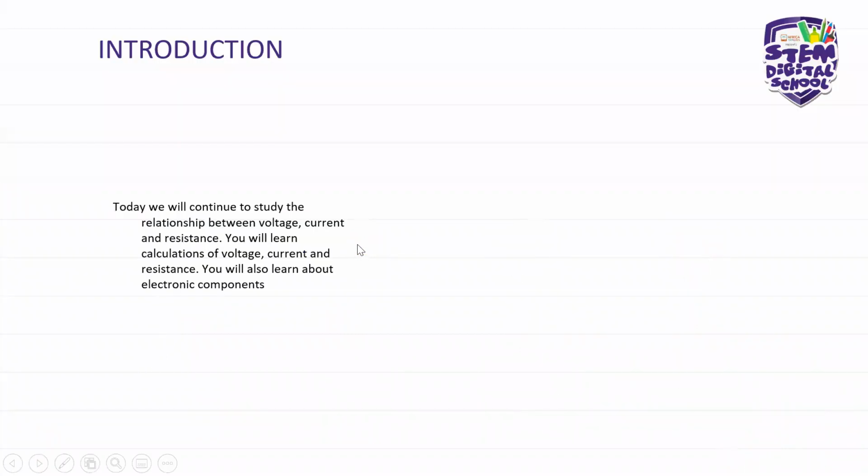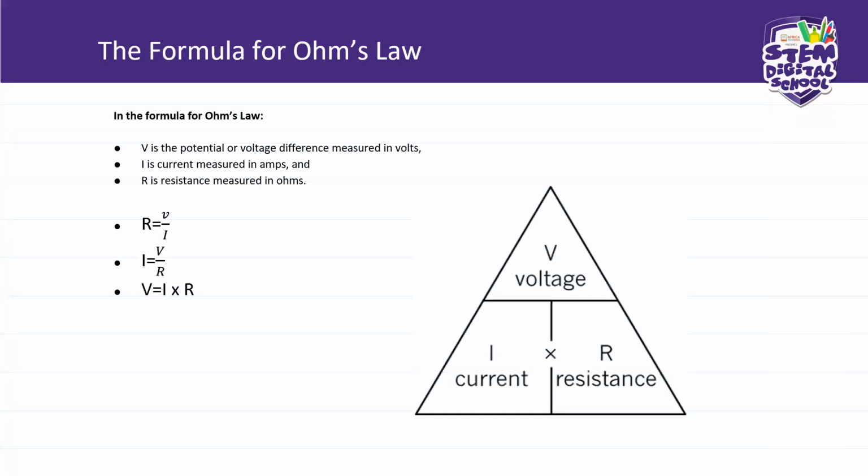You will learn calculations of voltage, current, and resistance. Okay, you are going to learn also about electronic components. Right. From yesterday, we are doing this. We were doing the relationship. We are doing the calculations of resistance, current, and voltage. And this is the formula.